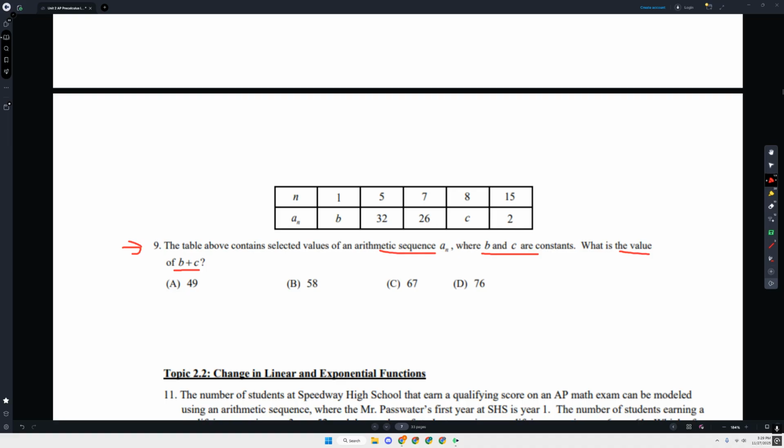If you're struggling with constants, this is a perfect question for you to learn them.